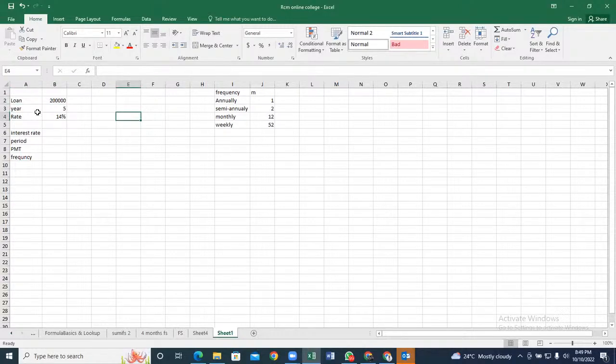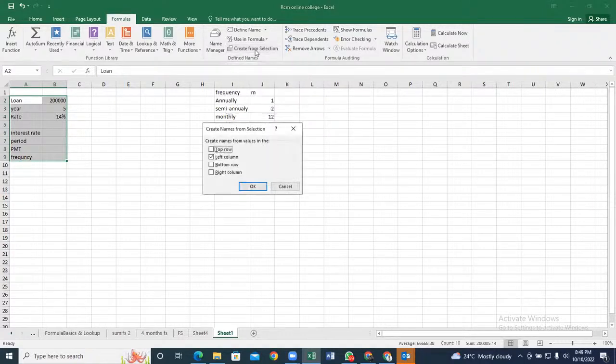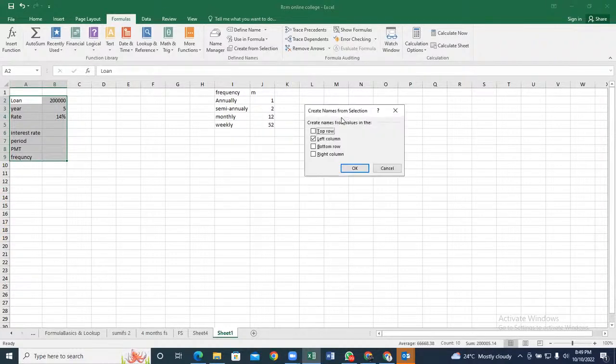So what are we supposed to do? We highlight the whole of this. Then you move to formulas. In the formula section, you go to create from selection. Create from selection. And then you will see this menu appearing. So we are creating names from selection.